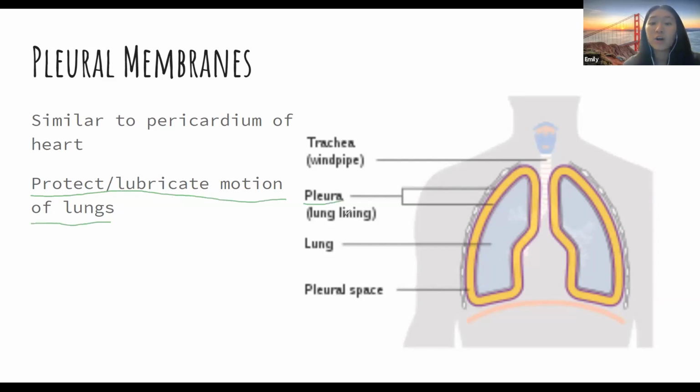So in the lungs, they're called the pleural membranes. There's two of them right outside the lungs, and the space between them is called the pleural space, and it's also filled with a fluid, just like the pericardium.